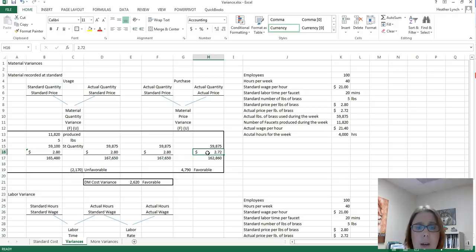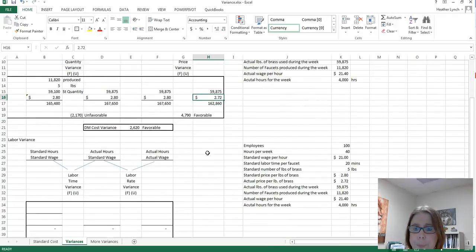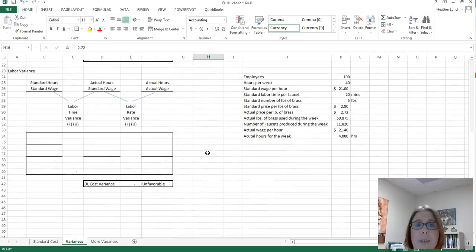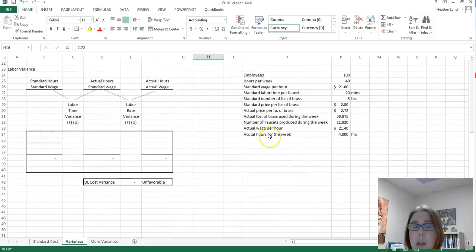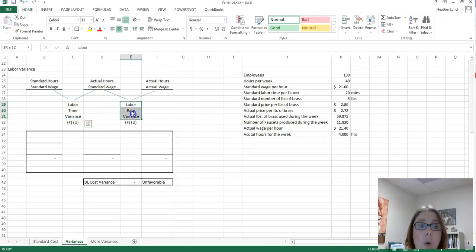Okay, so that's the material. Let's scroll down. Let's do labor. This is the same information that was up above, but now we need to find our labor time variance, and we have to find our labor rate variance. You're not supposed to see that yet.